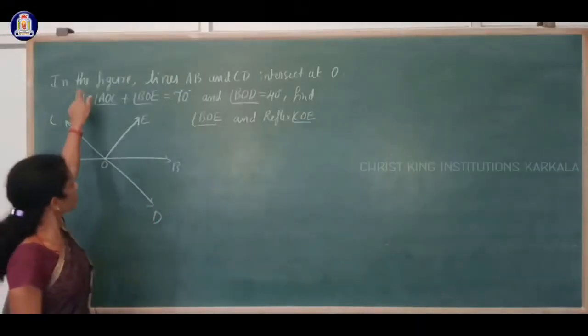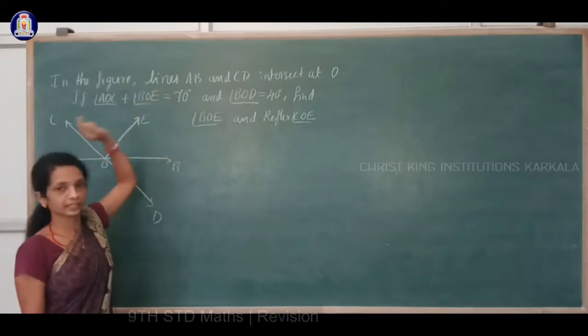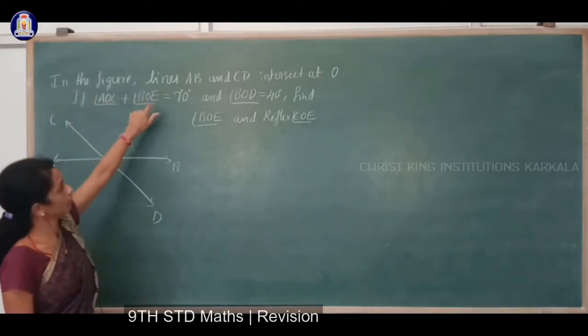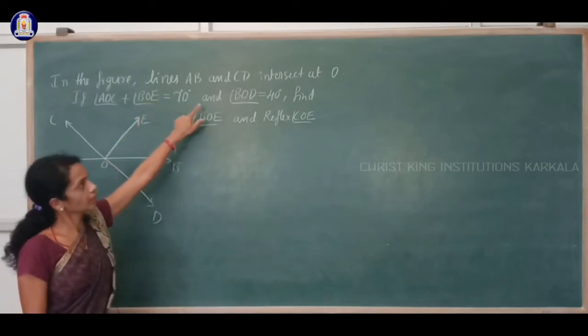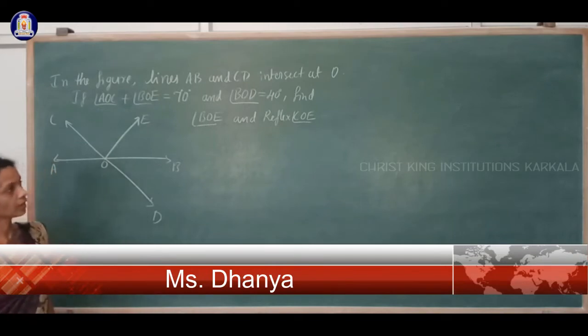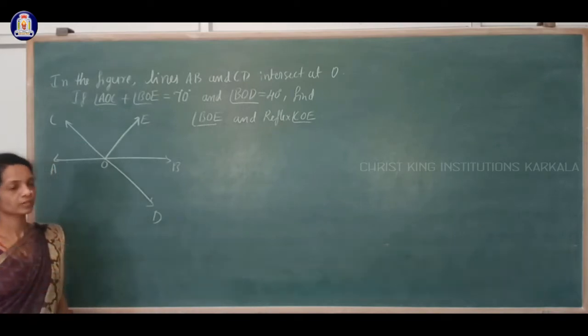Problem. In the figure, lines AB and CD intersect at O. If angle AOC plus angle BOE is equal to 70 degrees and angle BOD is equal to 40 degrees, find the angle BOE and the reflex angle of COE.